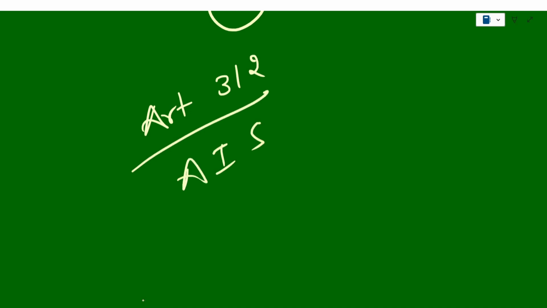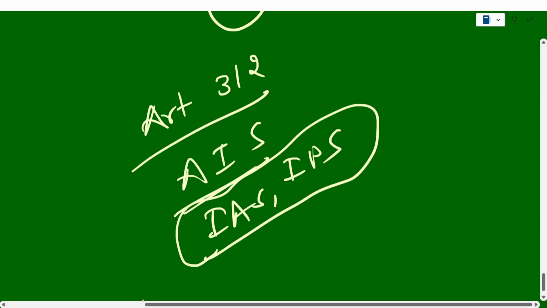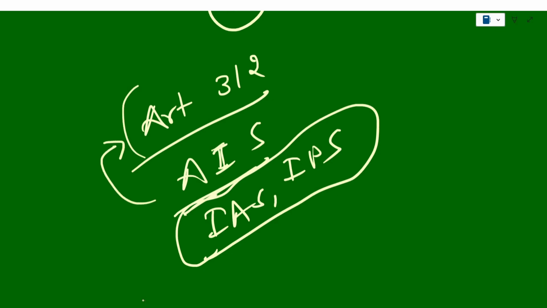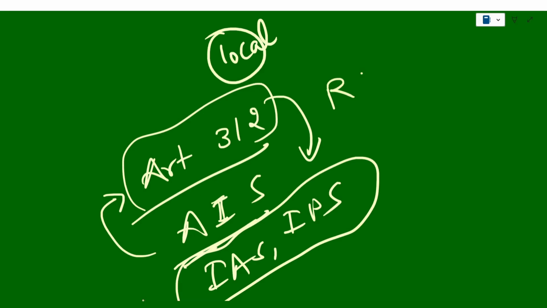Then comes Article 312, which is about creation of All India Service. All India Services, such as IAS and IPS, are those public servants who can be employed in any part of the country. Such All India Service is governed by Article 312, and the creation of any such All India Service is done by Rajya Sabha by passing a resolution to that effect.